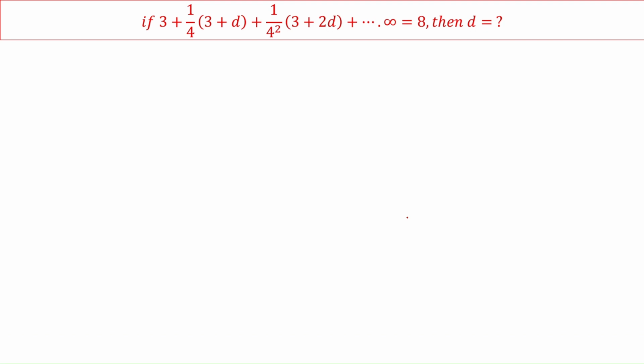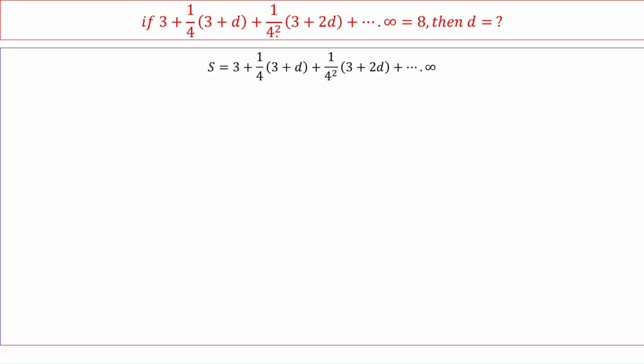Okay, if 3 plus 1 by 4 into 3 plus d plus 1 by 4 square into 3 plus 2d plus infinite terms equal to 8, what is d? So clearly we can see that there is an AP and GP which are mixed into this series, correct? 3, 3 plus d, 3 plus 2d are in AP. 1, 1 by 4, 1 by 4 square, dash dash dash infinite terms are in GP. Okay, it's a mix of AP and GP.